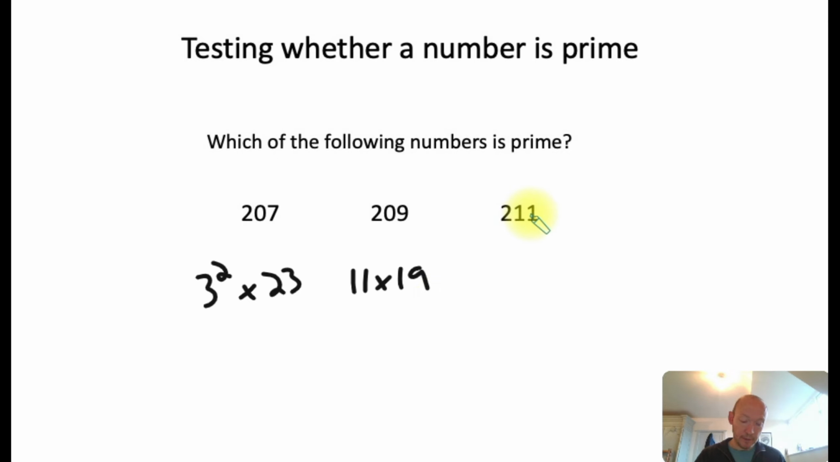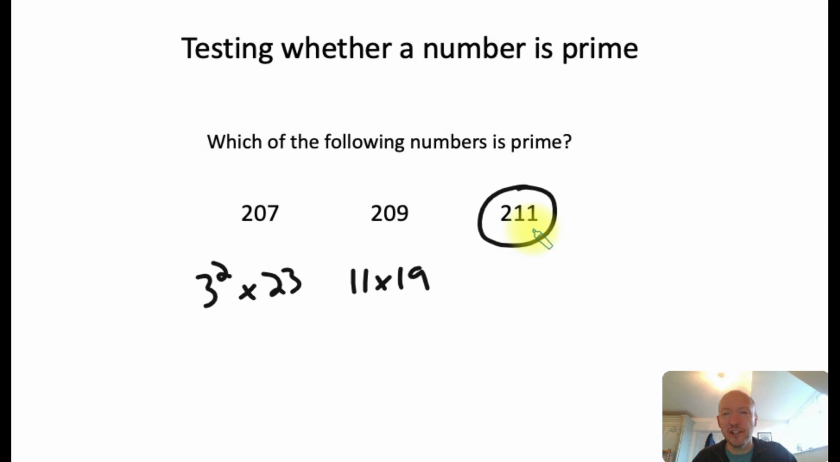211, if we do the same thing, 211 equals shift fact is just 211. In other words, that is the prime number. You can't write 211 as anything other than 211. It can't be expressed as other prime numbers multiplied together. So yeah, it's just a useful thing.